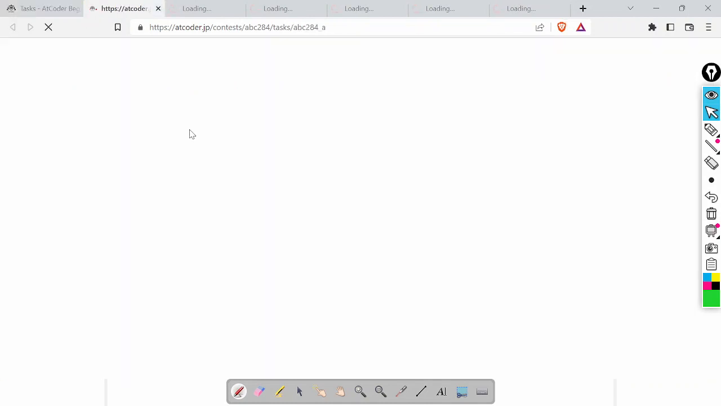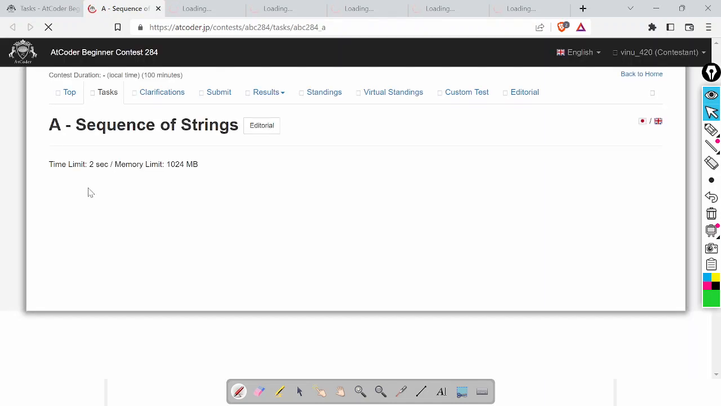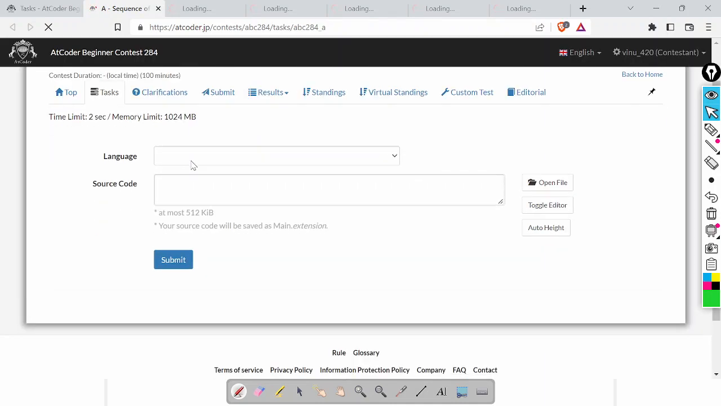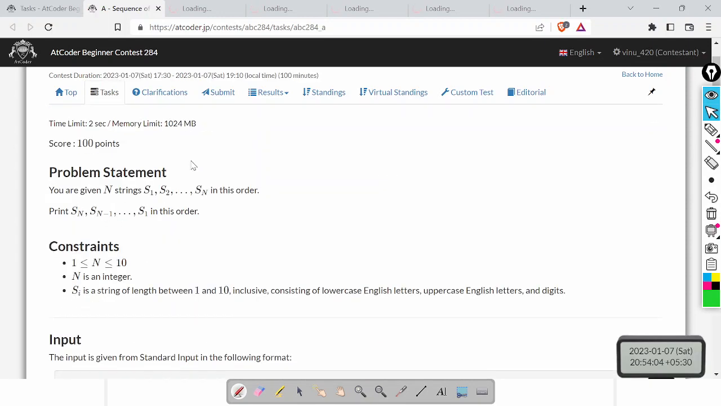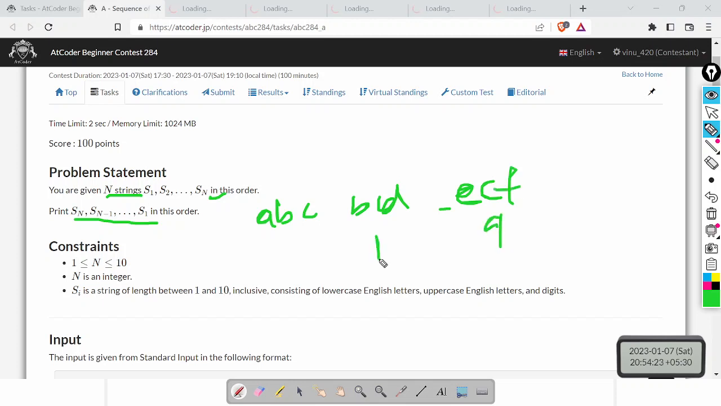So problem number A. You should read all the tasks on your own and obviously try them first. In this question, this is a pretty simple question. We are given n strings s1 to sn and we need to print them in reverse order, sn, sn-1 and so on to s1. If we are given the strings abc, bcd and cef, then we have to print them in reverse order, this first, this, and then this.